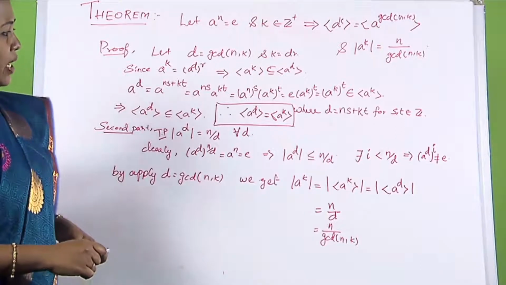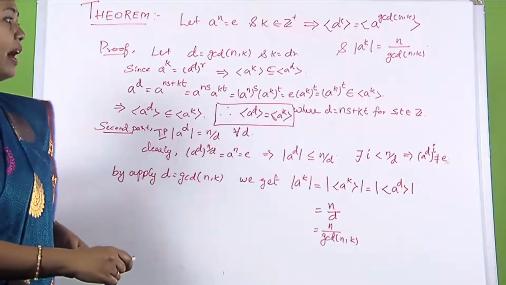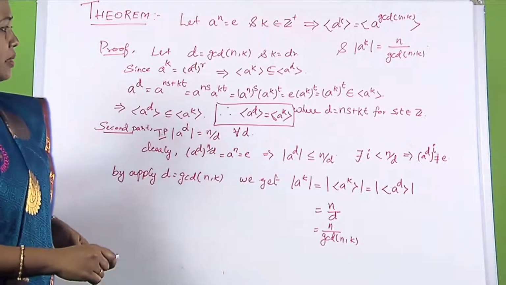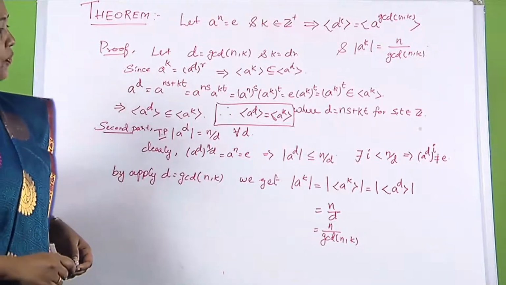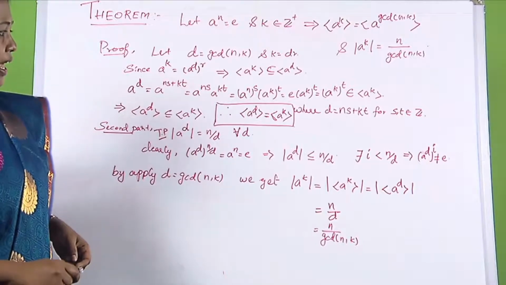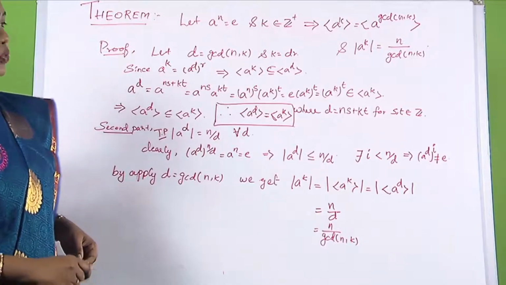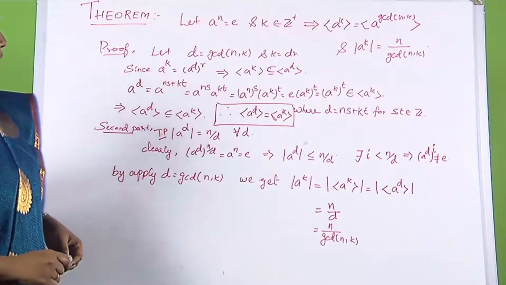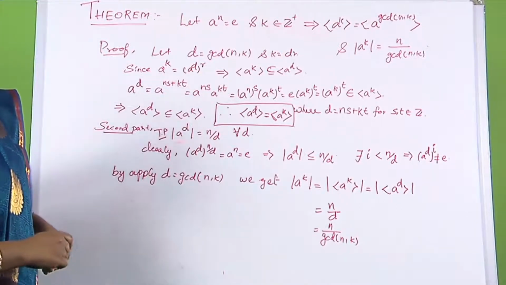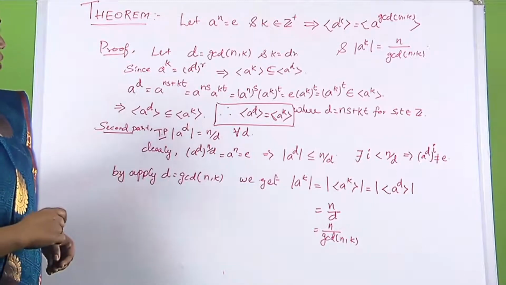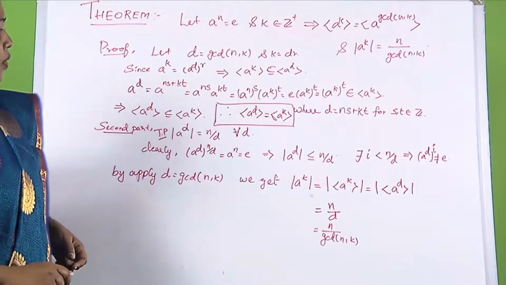Suppose that there exists an i less than n by d, which implies that a power d the whole power i is not equal to e. This is because we have assumed that a power n is equal to e, and n is the smallest integer for which this is equal to e. Therefore, there cannot be an i less than n by d for which this is true, and so the order of a power d is equal to n by d. So we have proved this part, and by applying our original statement, d is equal to GCD of n comma k, we get the order of a power k.